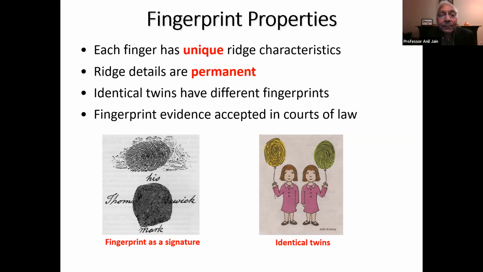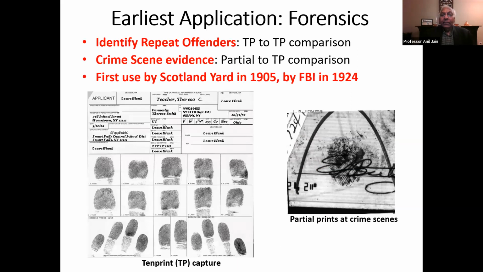Next slide, please. So the earliest application of forensic fingerprints has been in forensics and law enforcement. There are two applications where all law enforcement agencies around the world are using fingerprints. One is to identify repeat offenders. If one person is arrested, then their 10 prints are taken.